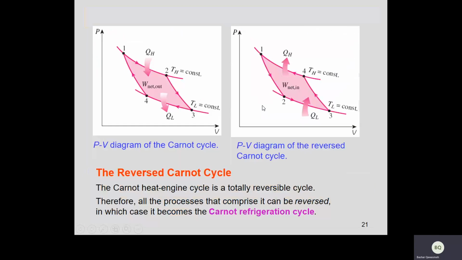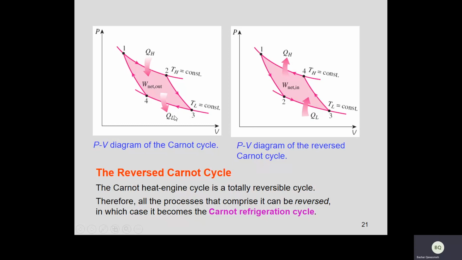This can be shown on the PV diagram, as shown here to the left. This represents the PV diagram of the Carnot cycle. This Carnot cycle occurs in devices such as heat engines, where we will have net output work.